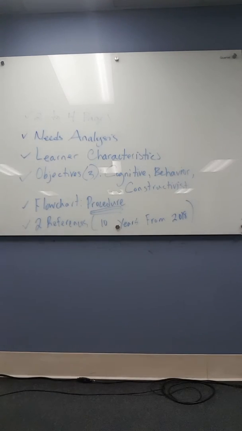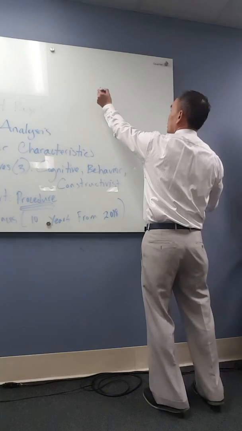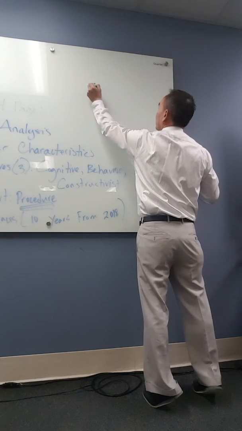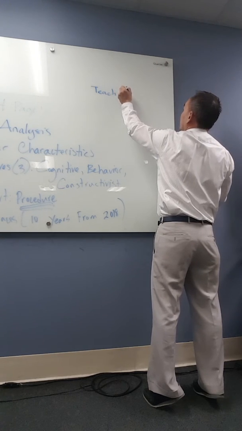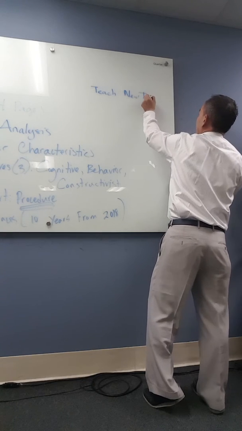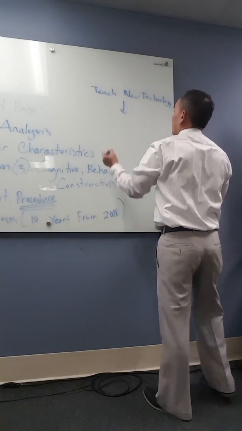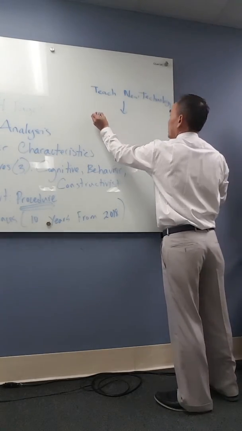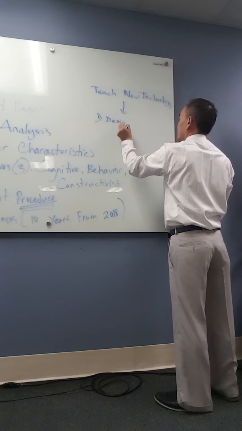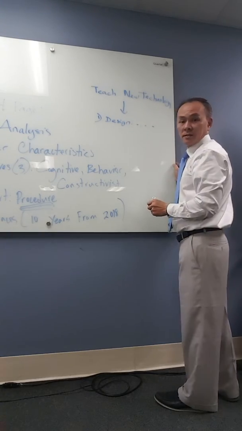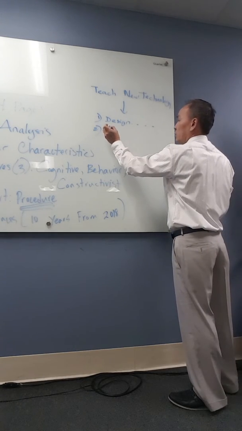So you need to create a flow chart, and the flow chart needs to look like this, okay? You start a lesson, so you want to teach new technology. So first, your first procedure is you have to design the instruction. Then you have to provide students with the opportunity to work independently.